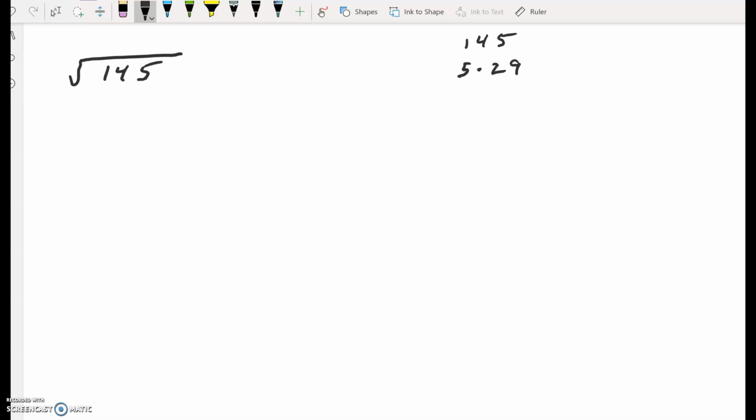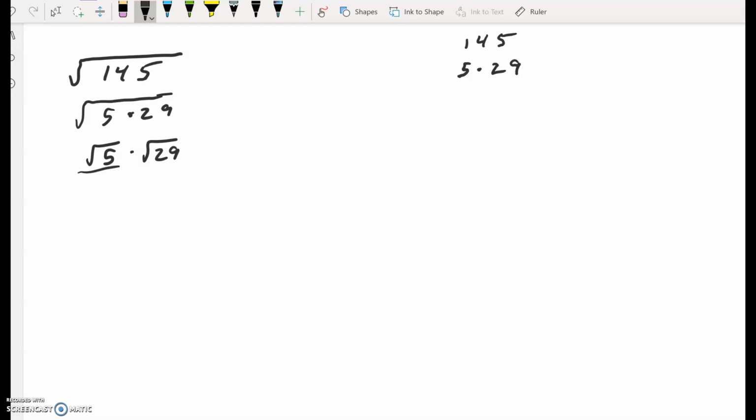And so we have that the square root of 145 is the square root of 5 times 29. The square root of a product is the same thing as the product of the square roots. You can always do this. If you have the square root of a multiplication problem, you can always break it apart into a multiplication of the square roots. Now, what do we know about this root 5?